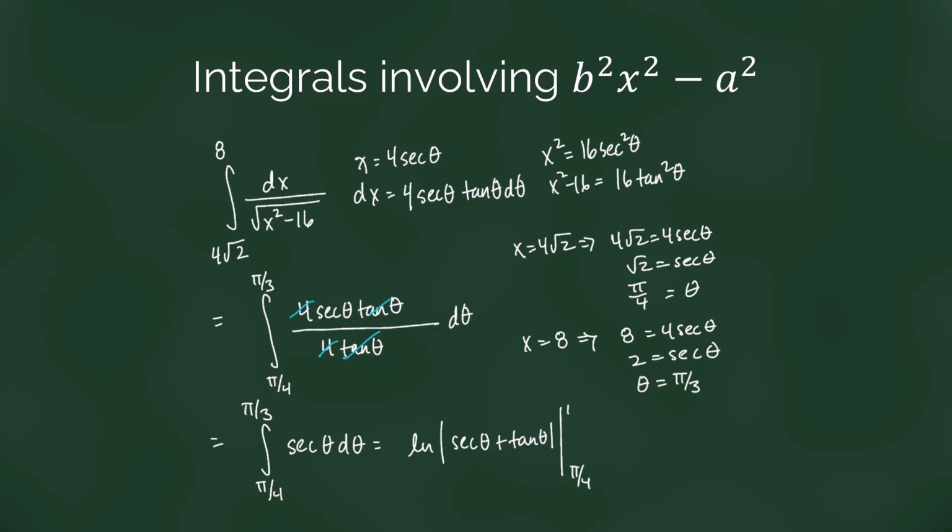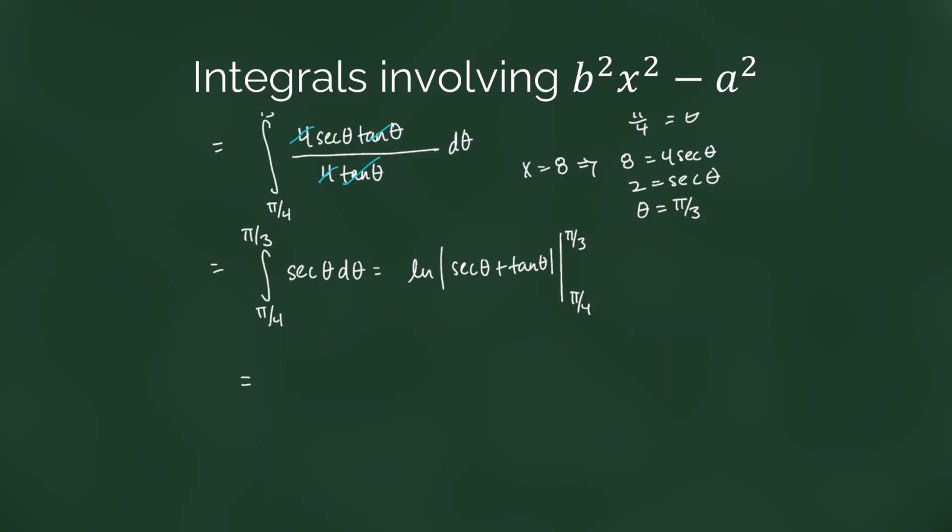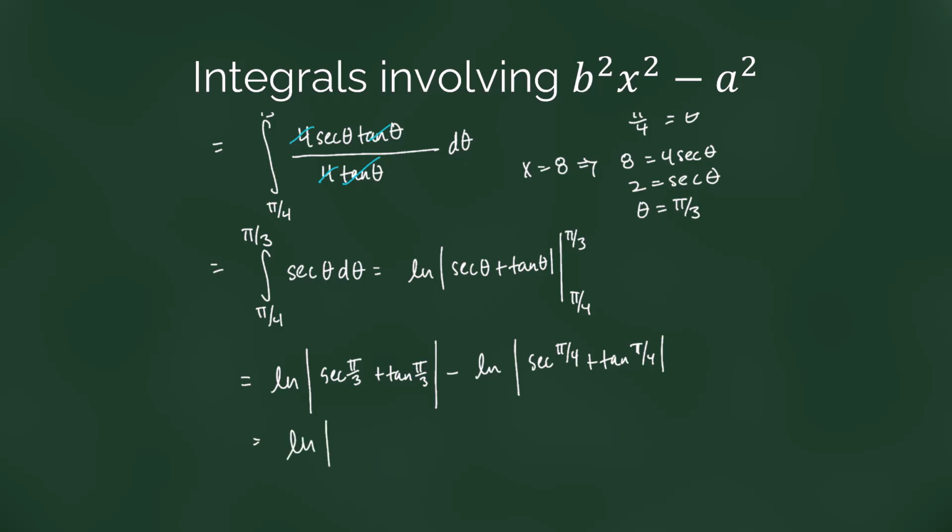Notice because we're doing a definite integral and we already changed our limits of integration, we do not have to switch back to x's. So we get the natural log of the absolute value of the secant of pi over 3 plus the tangent of pi over 3 minus the natural log of the absolute value of the secant of pi over 4 plus the tangent of pi over 4. So that gives us the natural log of the absolute value of 2 plus root 3 minus the natural log of the absolute value of root 2 plus 1.